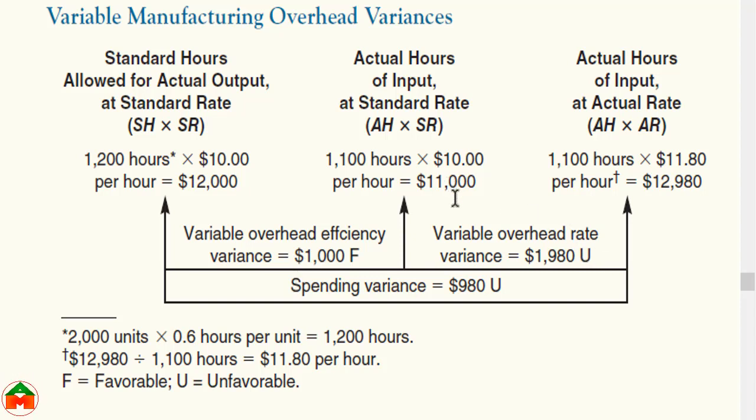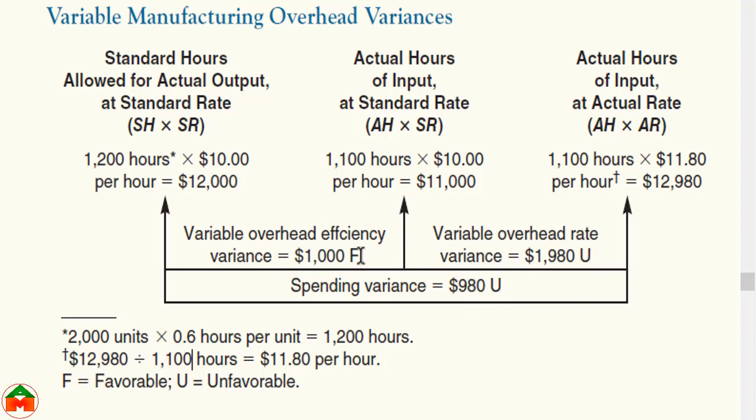On the other hand, here we can see the amount is 11,000 after multiplying these two amounts, and here the amount is 12,980. If we compare these two amounts, this is the standard. So the standard cost should be 11,000, but actually the cost is higher, 12,980. So this is unfavorable. What is the amount? 1,980. This is unfavorable. So here favorable, here unfavorable. If you compare these two, we will get the spending variance. Since there are opposite amounts, favorable and unfavorable, we have to deduct. After deducting, we get 980. This is unfavorable because this one is the higher one.